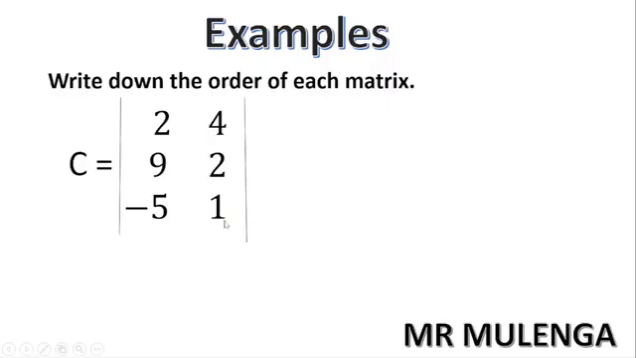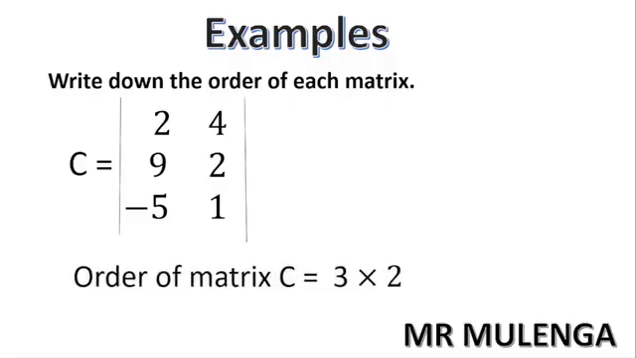1, 2. So this matrix C has 3 rows, row 1, row 2, row 3. And how many columns? 1, 2. So the order of matrix C is a 3 by 2 matrix.